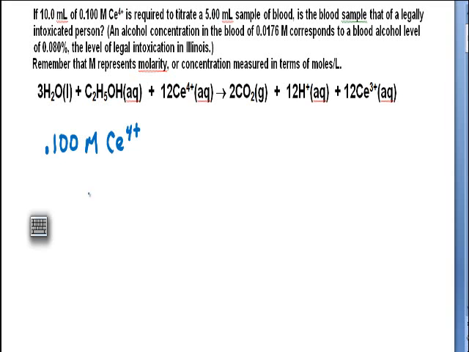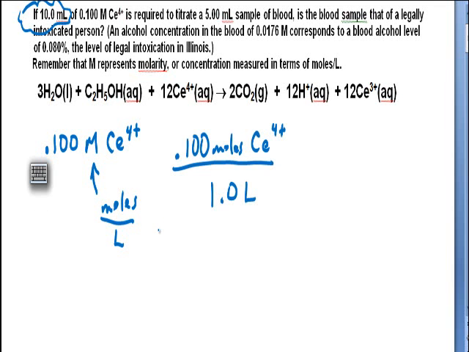The information we're given is we have 0.100 molar Ce4+ ions. Now, the capital M stands for moles per liter. That's a measure of concentration. We can use this in a proportion to find out how many moles we have of Ce4+ in the 10 milliliter sample that we're going to use in the problem.